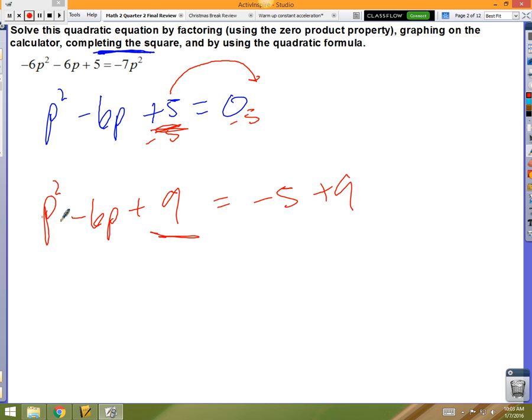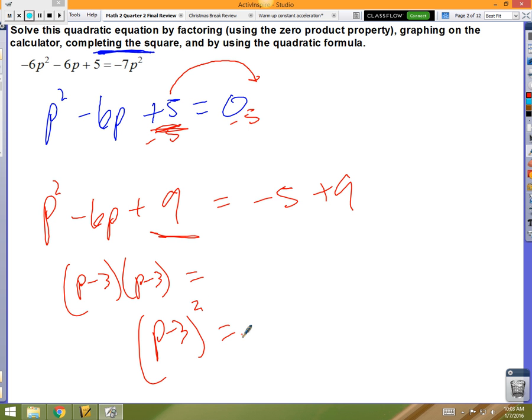Okay, now if you factor the left, it'll now factor to p minus 3 times p minus 3, which is a perfect square. You can just write that as p minus 3 squared. Okay, and on the right, a 9 and a minus 5, that will give you a 4.